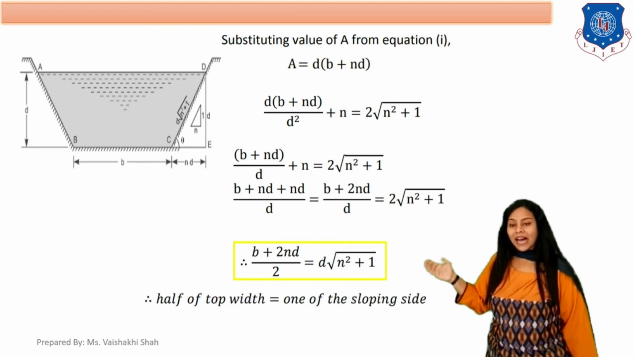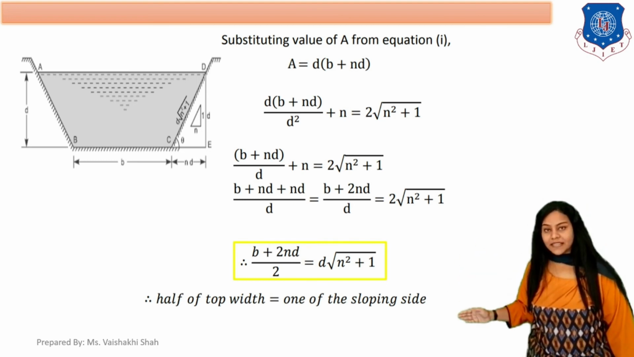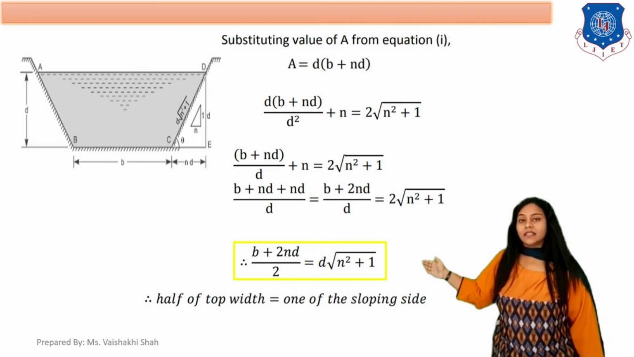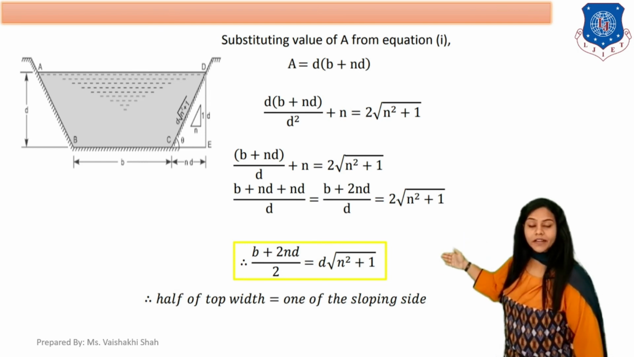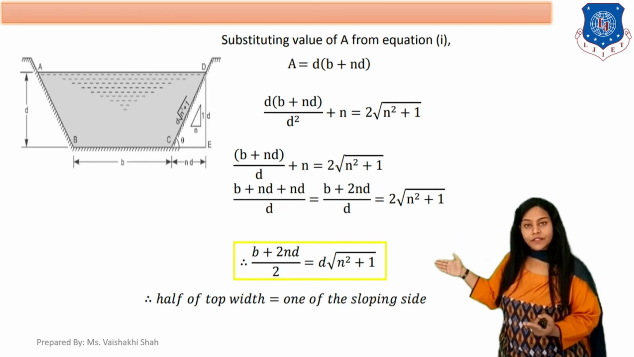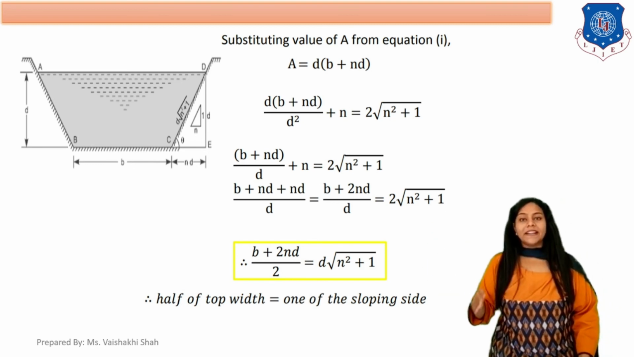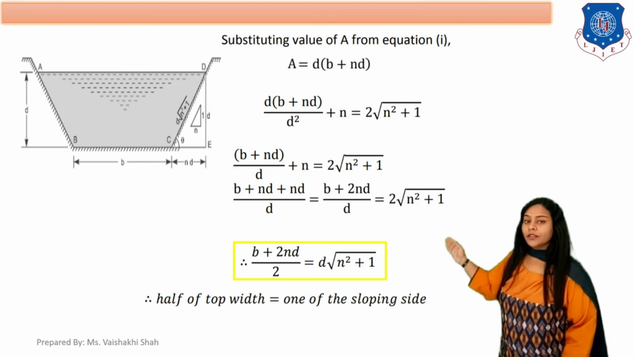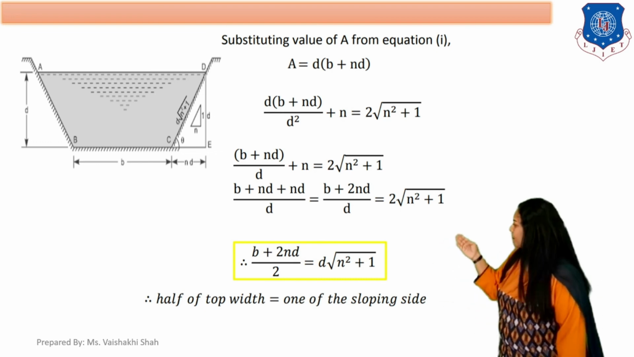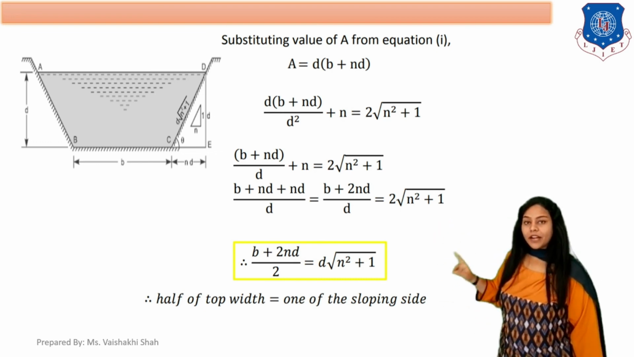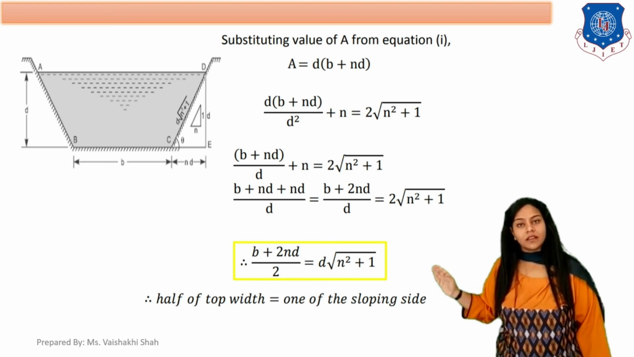So half of top width equals to one of the sloping sides. This is the condition for most economical trapezoidal section, where B is the width of the channel, D is the depth of the channel, and N is the side slope of the channel. You have to remember this condition for solving examples as well, that B plus 2ND divided by 2 equals to D into under root N square plus 1.